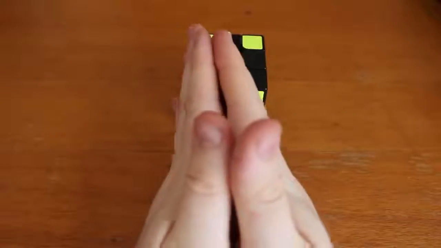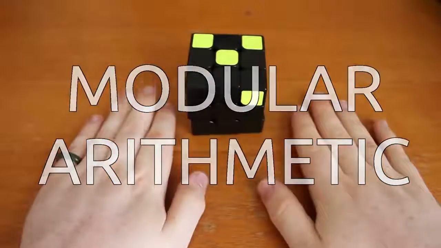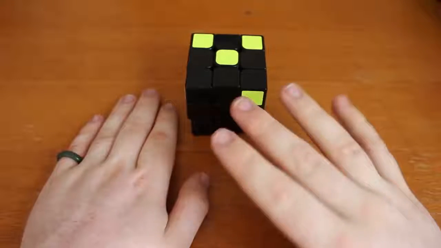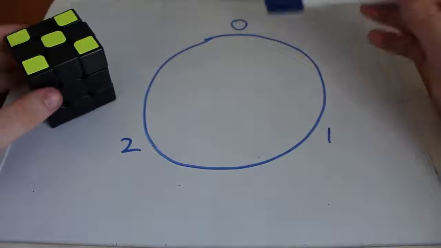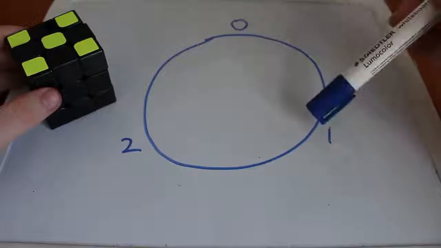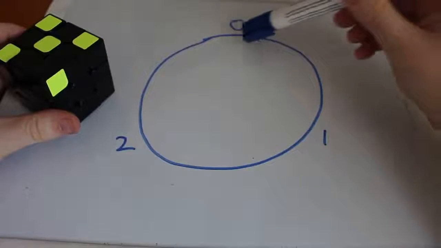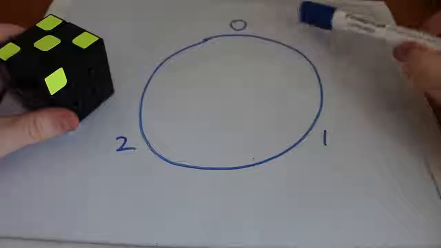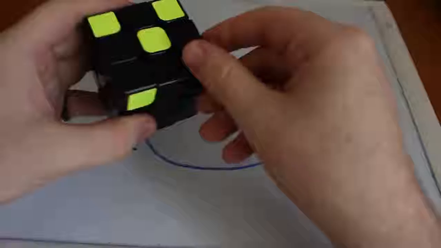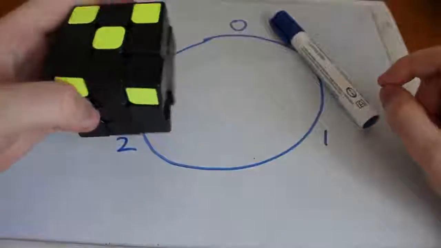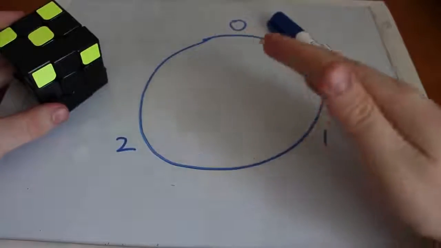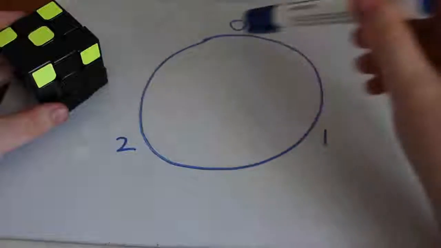This is called modular arithmetic. Putting the numbers in a circle will make this clearer. Going clockwise one step around the circle is the same as a corner that's been rotated clockwise, and going clockwise 2 steps is the same as a corner that's been rotated anti-clockwise. If we look at all the corners and go around the circle depending on their twist, we'll see something interesting.